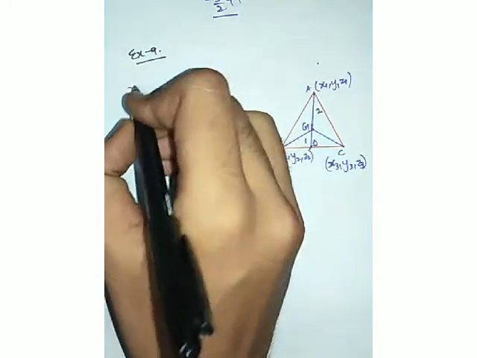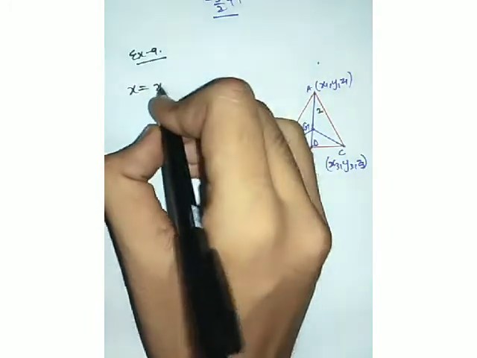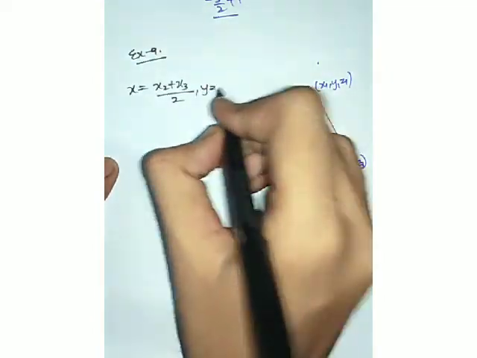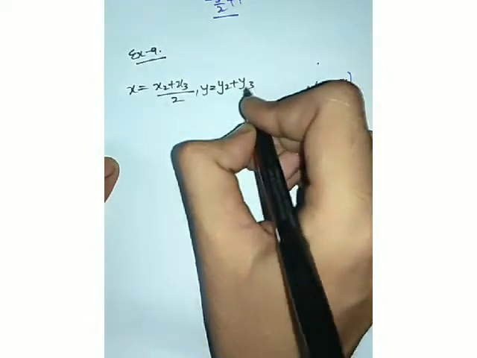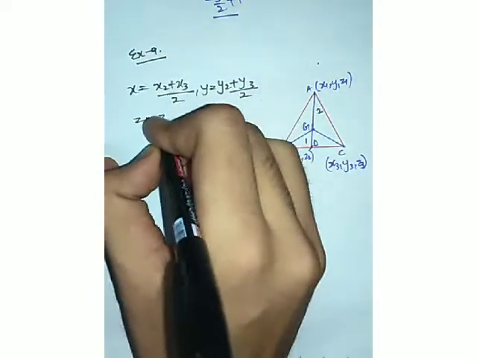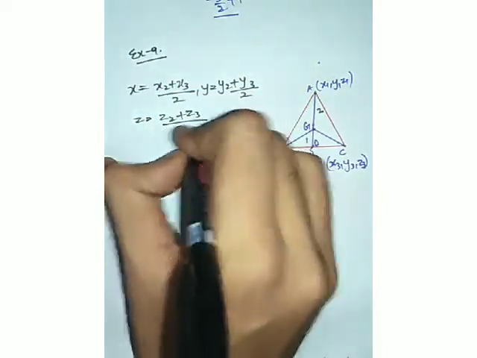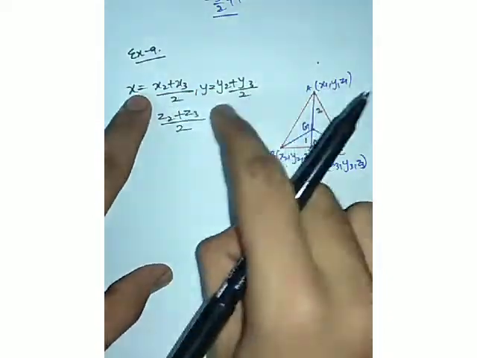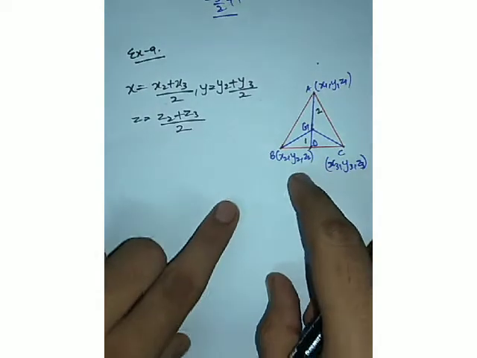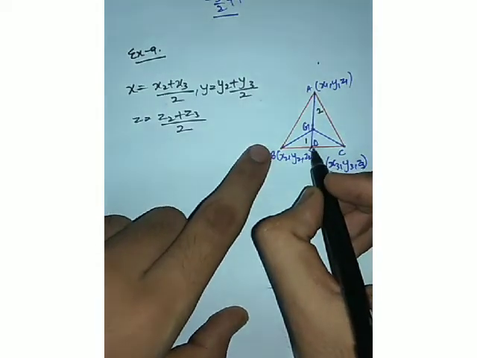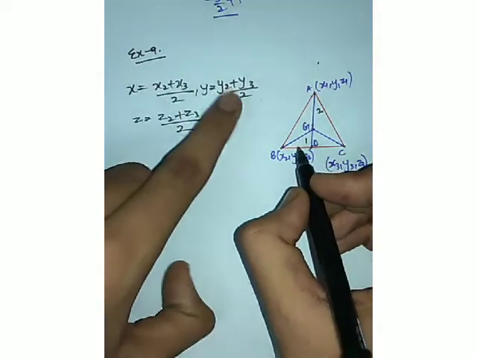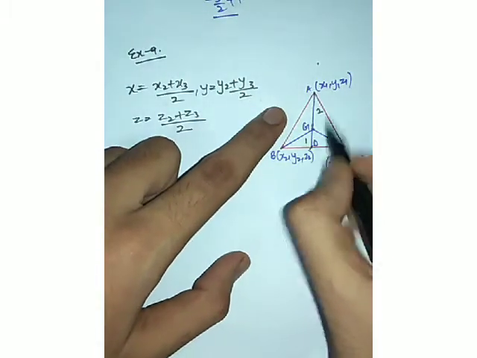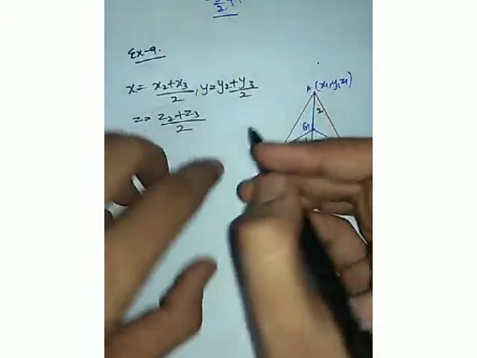So the x coordinate of D will be x2 plus x3 upon 2. The y coordinate will be y2 plus y3 upon 2, and the z coordinate will be z2 plus z3 upon 2, because you know the midpoint formula: the sum of the coordinates divided by 2, the mean. So we have got the coordinates of D as well, that is x2 plus x3 by 2, y2 plus y3 by 2, z2 plus z3 by 2. You have the ratio and the end coordinates as well, so you can simply apply the section formula.